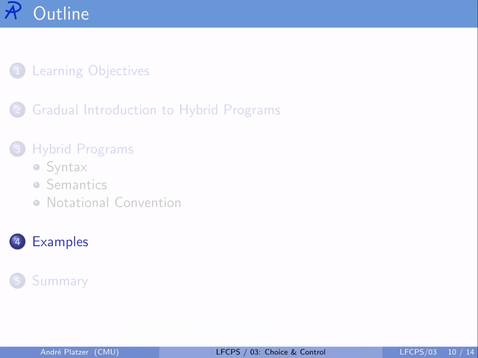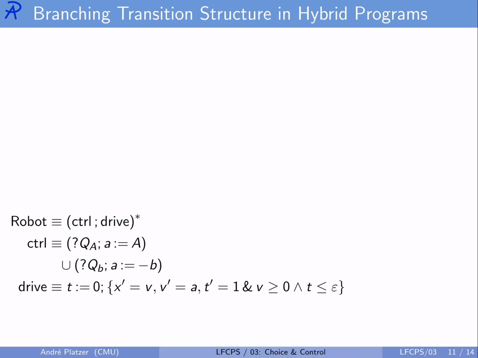So now I think it's time to look at a few examples for hybrid programs just to get a better sense of how they operate and make ourselves familiar with how to write down basic systems models as hybrid programs. Here's a canonical one, a simple robot controlling, then driving repeatedly, where control is defined like so, this non-deterministic choice, and driving is defined like this.